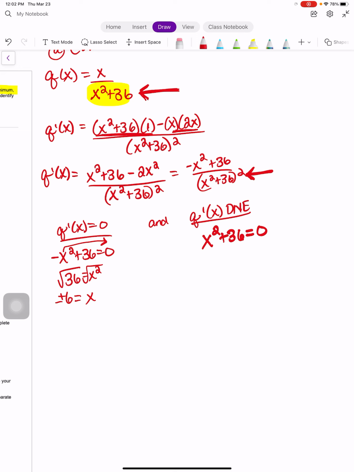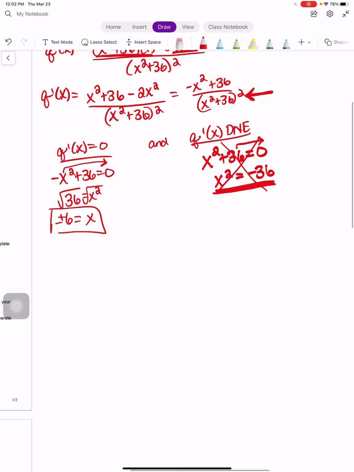But because I have those same terms there, what happens is if I try to set this thing equal to 0 and solve for x, I get a false statement, something that is not true. We know that it is impossible to square a real number and get a negative 36. So what that tells me is that the derivative also exists everywhere. And these are the only 2 critical values that we need to consider. Okay, so how do we consider those?